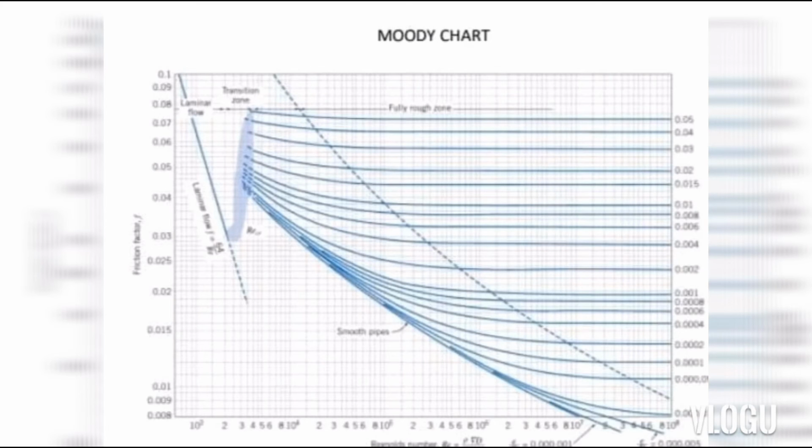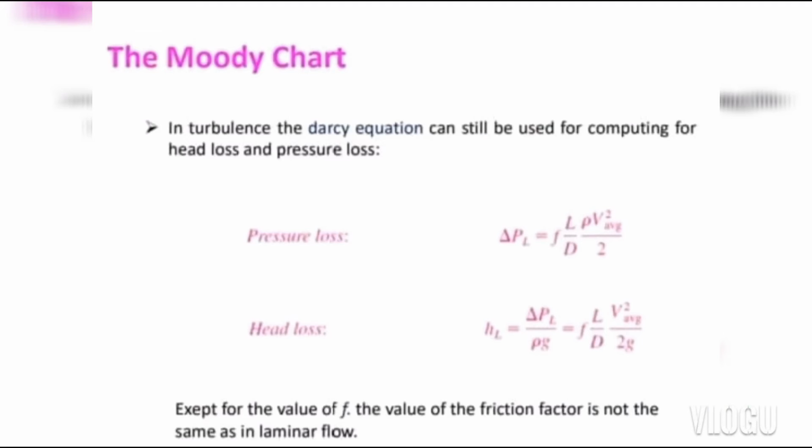The Moody chart, also known as the Moody diagram, is a graph in non-dimensional form that relates the Darcy-Weisbach friction factor f and Reynolds number Re and surface roughness for fully developed flow in a circular pipe. It can be used to predict pressure drop or flow rate down such a pipe.